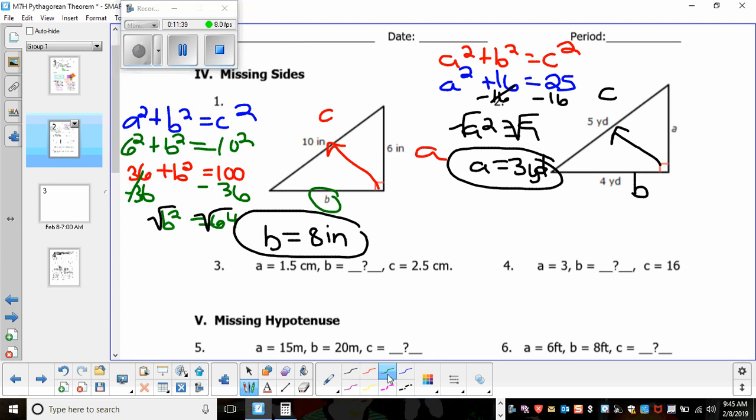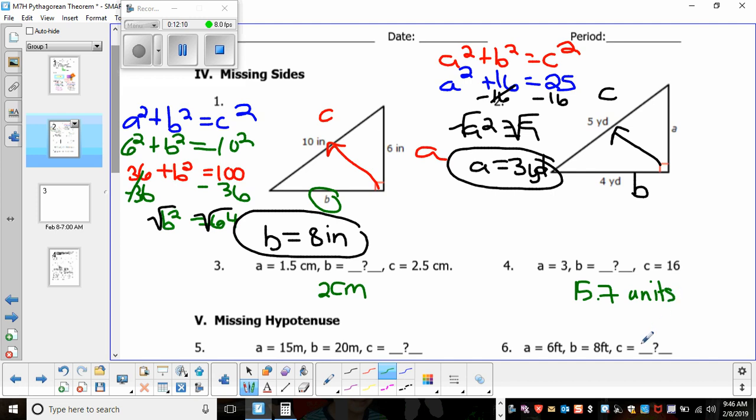Okay, so now that you've had some time to try numbers 3 and 4, you should have gotten for number 3 that B equals 2 centimeters. And for number 4, you should have gotten that B equals 15.7. And there are no units, so we're going to say units. Anytime there are no units, we just use the term units.